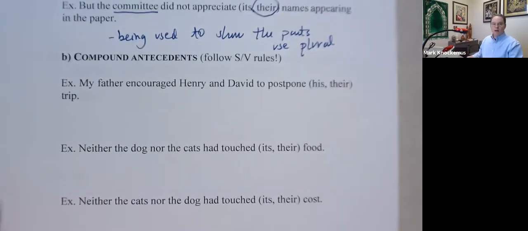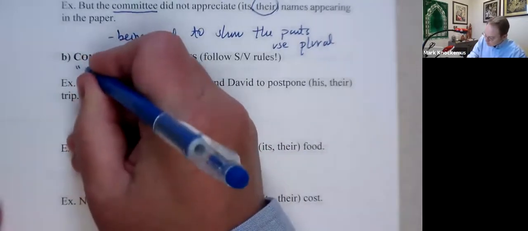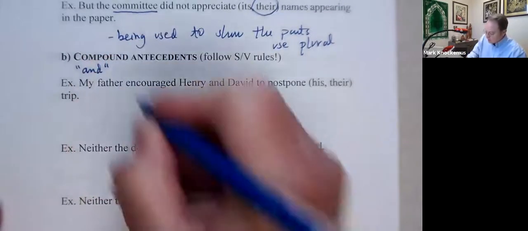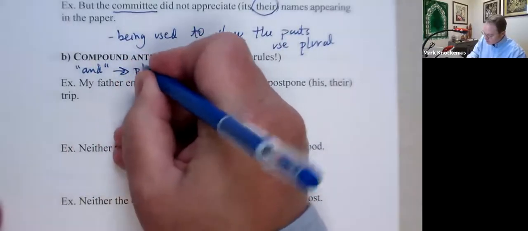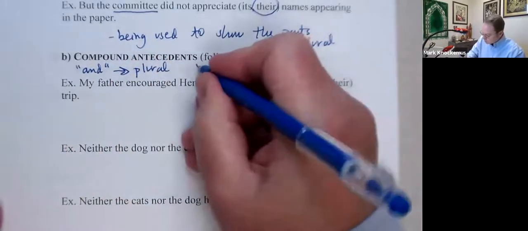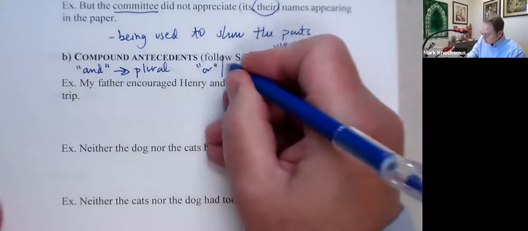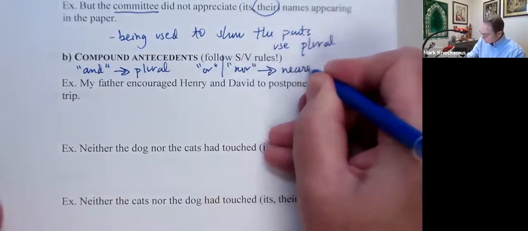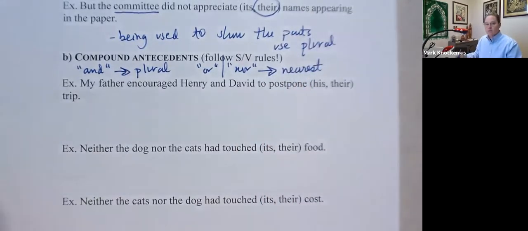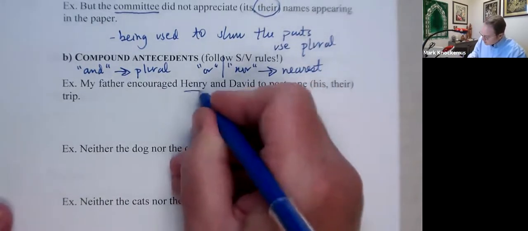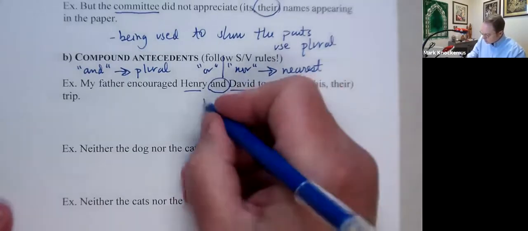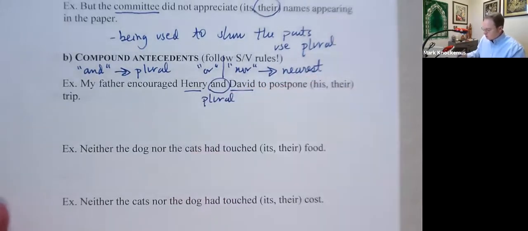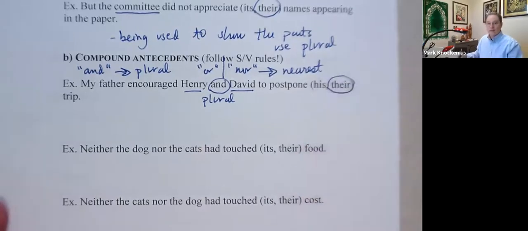The next one, compound antecedents. If you remember this, if it's joined by and, plural, if we have or, nor, whatever is nearest determines agreement. My father encouraged Henry and David, so that's plural, to postpone their trip.